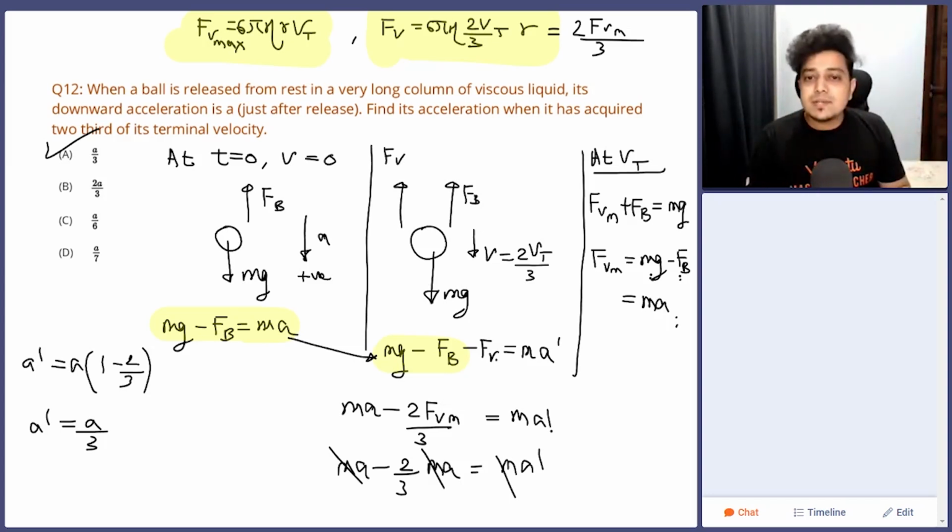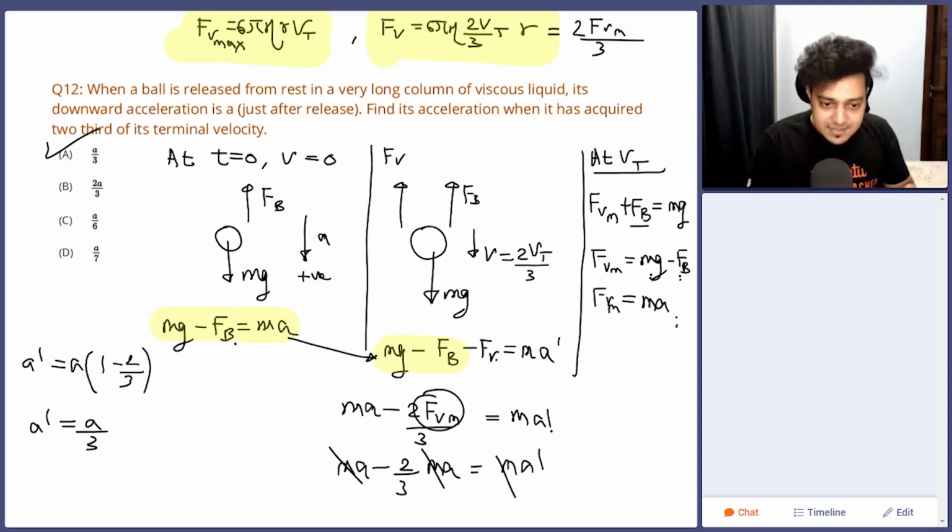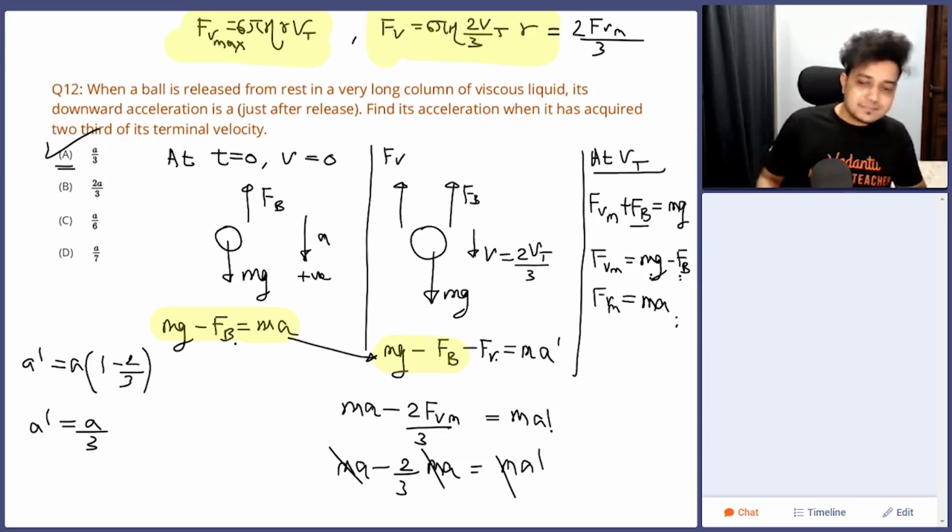Now you go for the terminal scenario. When it's terminal velocity, forces are balanced. So viscous force will be maximum upward plus buoyant force upward equal to mg. So if you make the formula for FV max, this FB will be shifted to the other side, becomes mg minus FB, and mg minus FB is also equal to ma. So FV max is equal to ma. So replace this FV max as ma and simplify. M common cancel, a common, 1 minus 2/3, a/3. So the answer is option A.